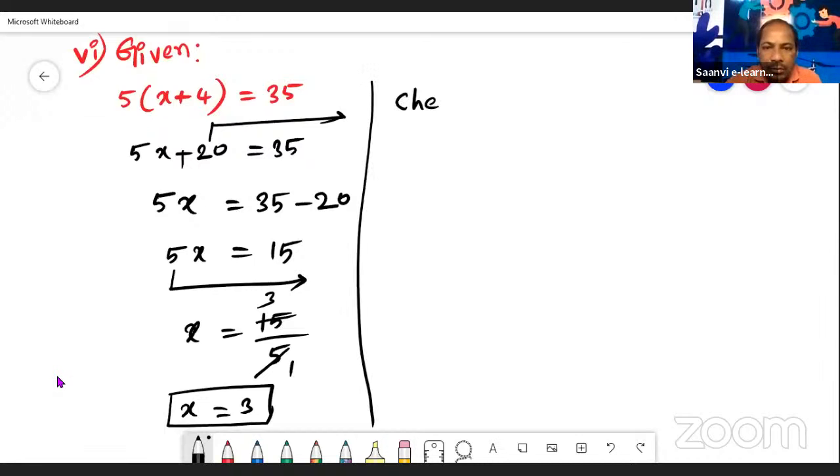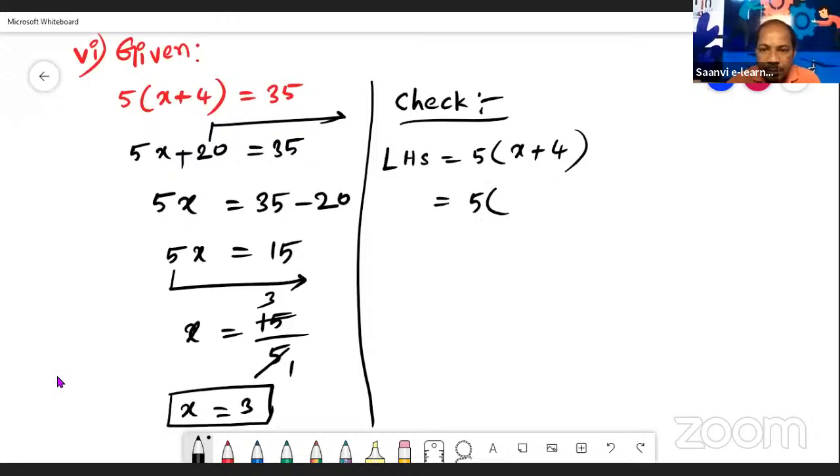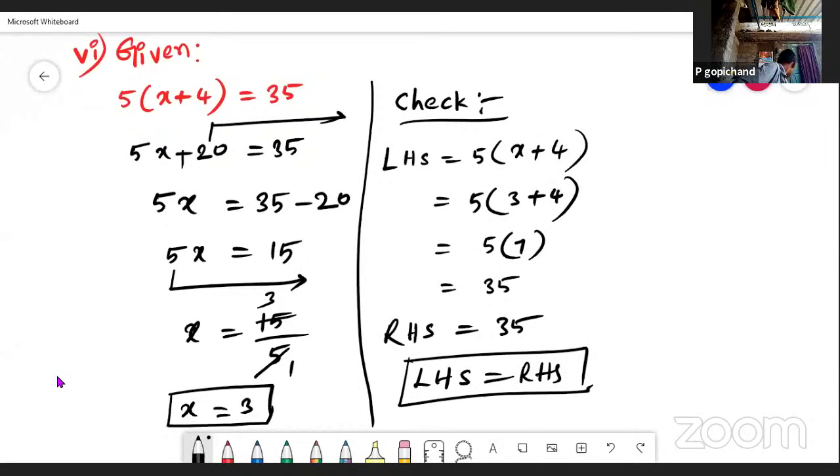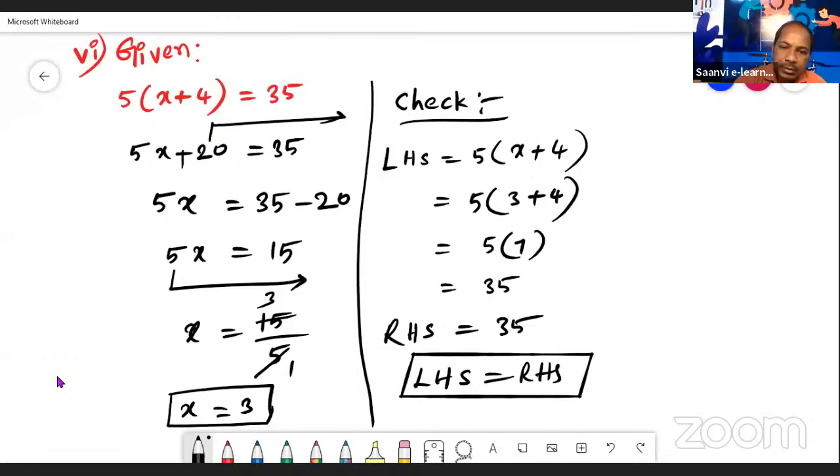Now check. Take LHS. What is LHS? 5 into x plus 4 is the LHS. Now in this LHS, substitute the x value. The x value we got is 3. So in place of x write 3. So 5 into 3 plus 4, that is 7. How much is 5 into 7? 35. LHS value we got is 35. Now take RHS. RHS also is 35. It means LHS is equal to RHS. If LHS is equal to RHS, then only our solution is right. Otherwise it is wrong. Okay, children?